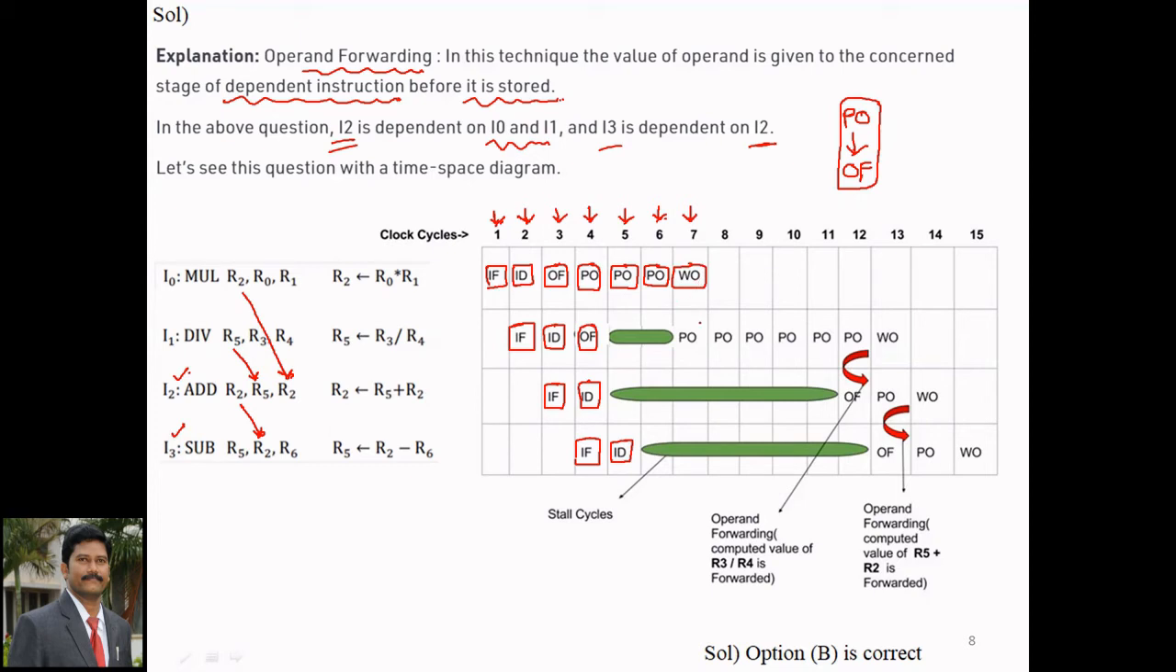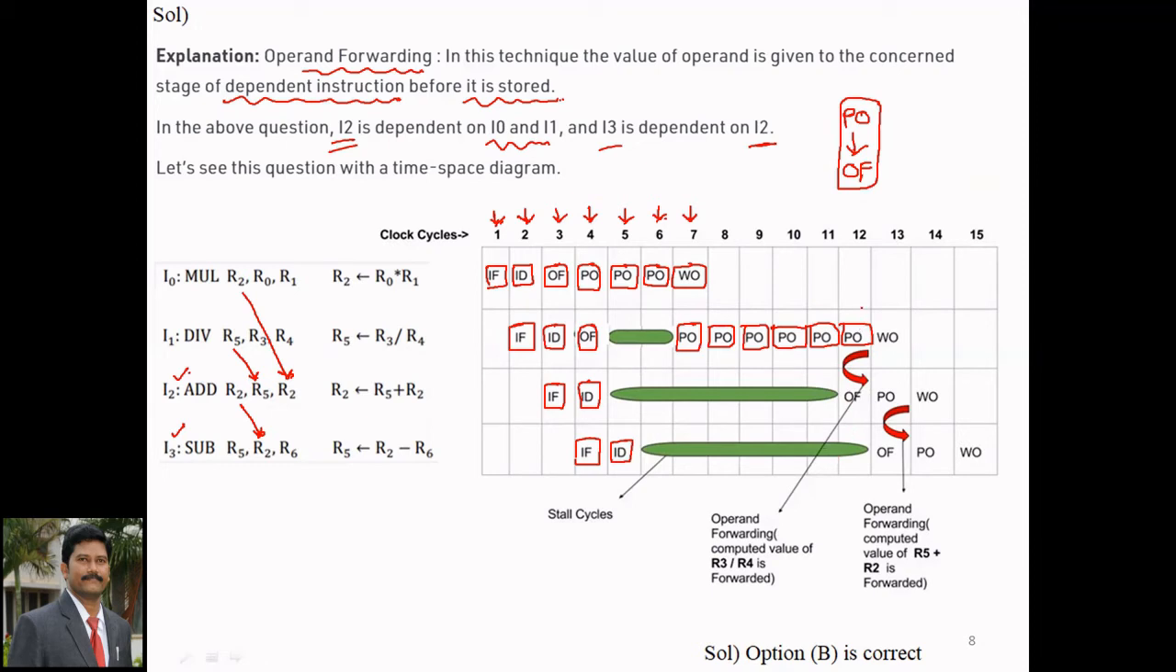At the same time, at clock cycle 7, the PO is free. Now multiplication is completed, so the division instruction enters the PO stage, and it continues through the third PO, fourth PO, fifth clock cycle, and 6 clock cycles it will take to execute the PO operation of the division instruction, as given. Until then, for the add instruction the OF will not be started, and subtraction OF will not be started, because the operands are not available.